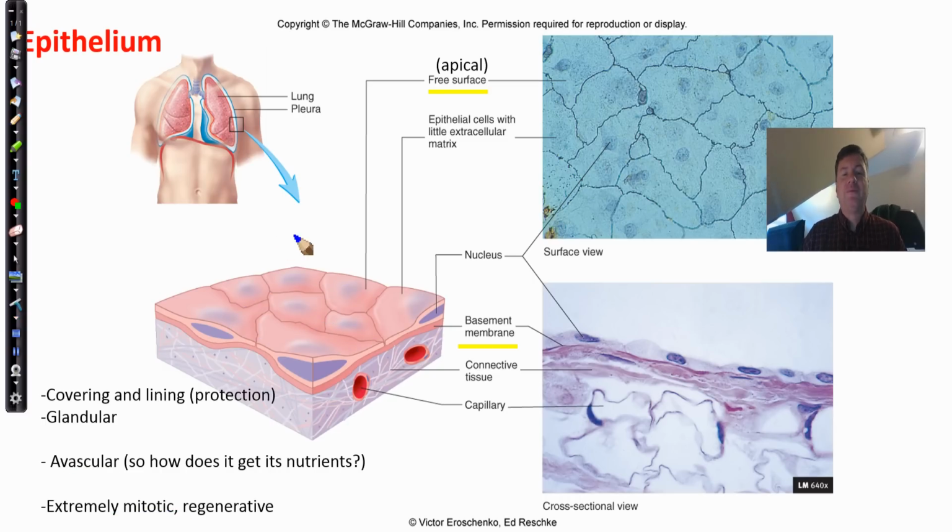Before we leave this slide, let me point out one more important idea here. There are really two surfaces we talk about with epithelium. The surface that's exposed to the environment, if you will, is the apical or the free surface. In this case, it's on top. And the basement membrane is the bottom of the epithelial layer that connects to the underlying connective tissue. That'll be significant for you in just a second.